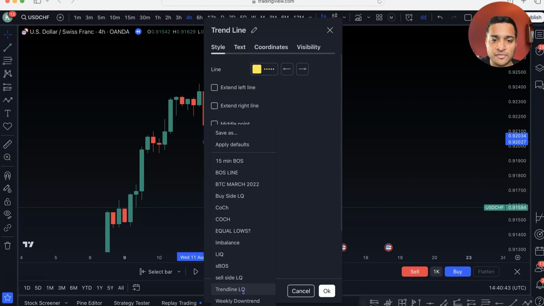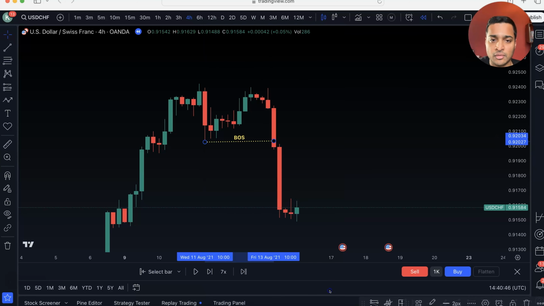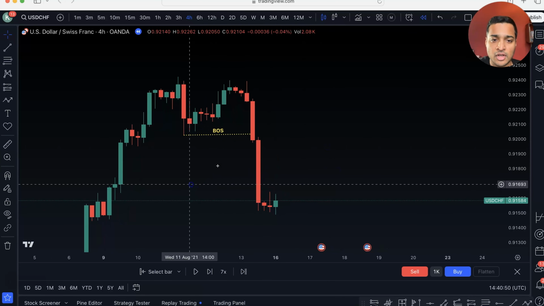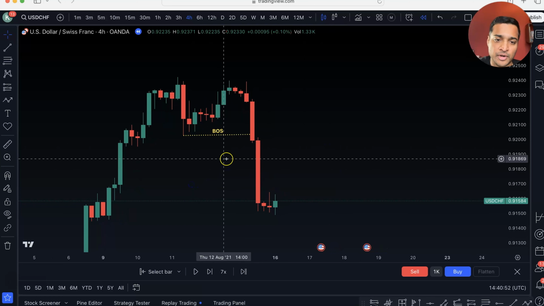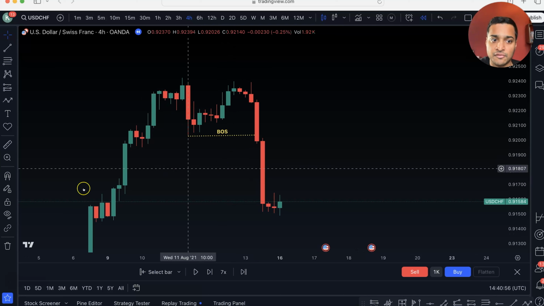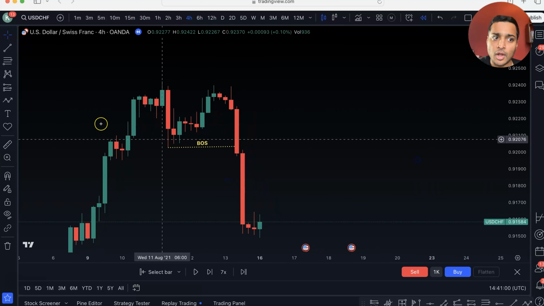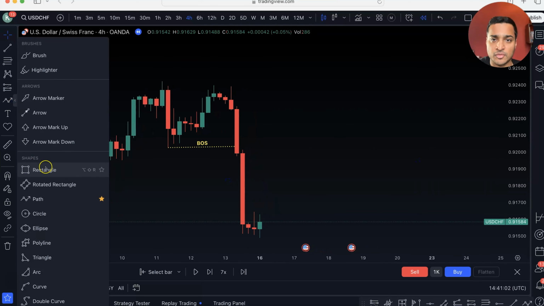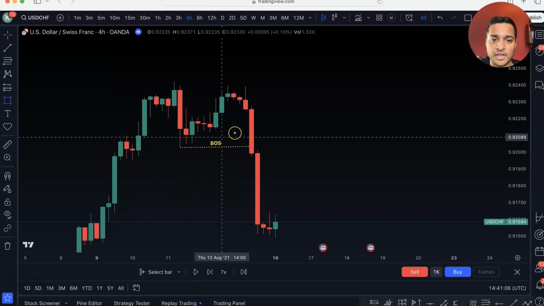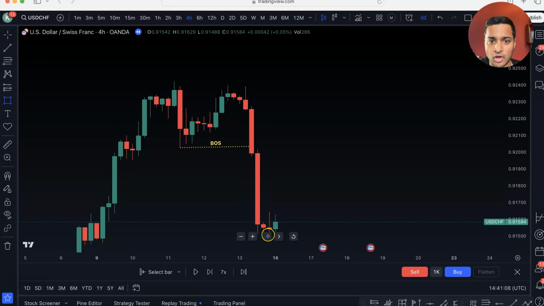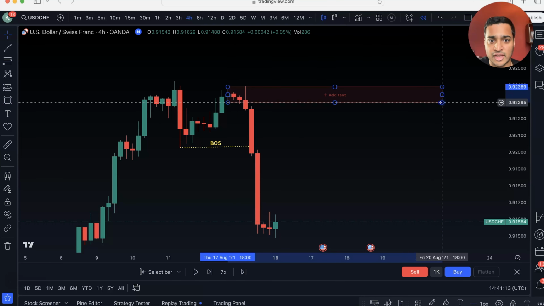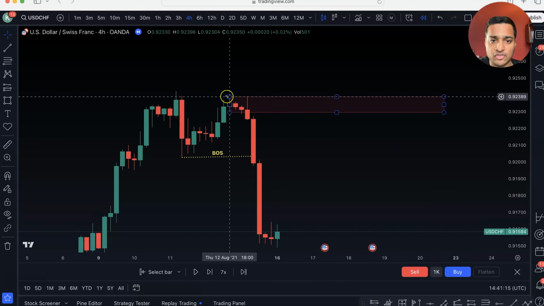And remember, a change of character is the same as a break of structure, but the only difference is it's a reversal. Break of structure is a continuation. But again, you can keep it simple, and let's just call it a break of structure anyway. As you can see, price action has shifted from an uptrend to a downtrend. Where would I mark the supply zone or order block in this situation for shorting, potentially? So for me, we had this impulsive move down. This green candle here, this was the period of consolidation before the impulsive move down, keeping it very simple.